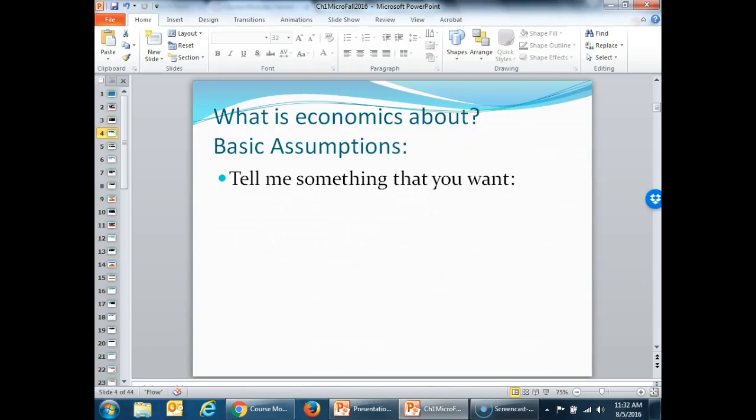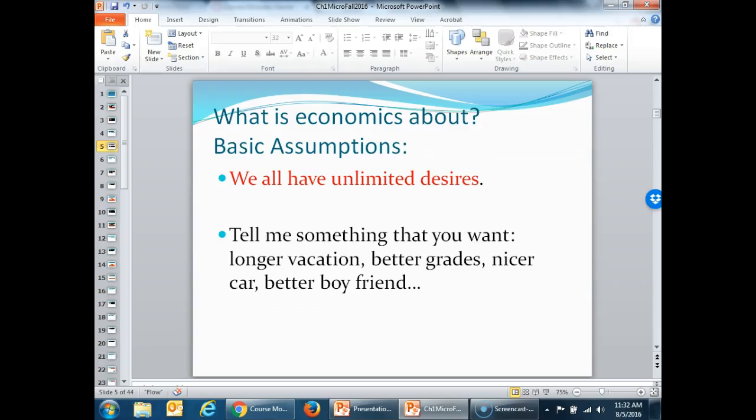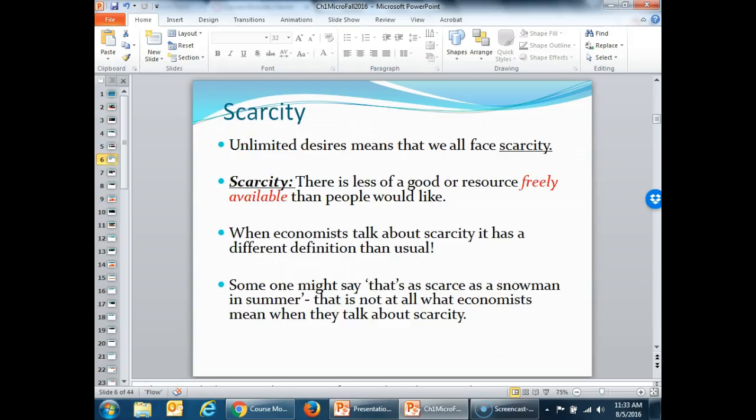So what's economics about? One key basic assumption is that we have unlimited desires. We have unlimited wants and desires. There's always something that we want more of. Now, we all don't want the same things. This is very subjective. So I would like a longer vacation, more funds in my retirement. Some of you would like better grades, a more handsome boyfriend or girlfriend, a nicer car. There's always something that we would like to have more of. And so because of unlimited desires, what economists say is that we all face scarcity.